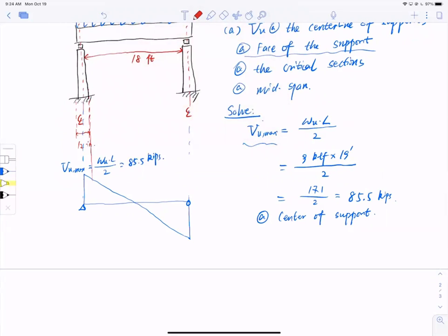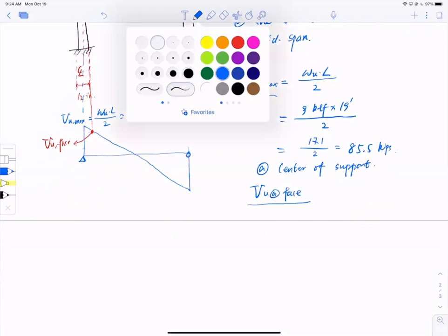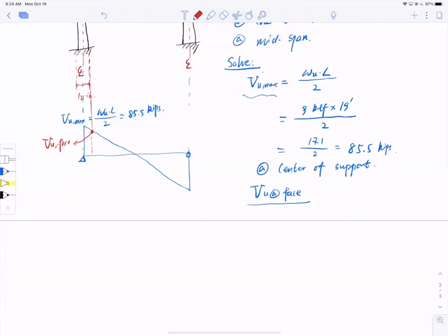Face of support is right here. So this is the face of support. VU, let me call it VU at face. How do I get that? I use the linear slope of the shear force. So VU at the face of support divided by length. What length? This is the length.